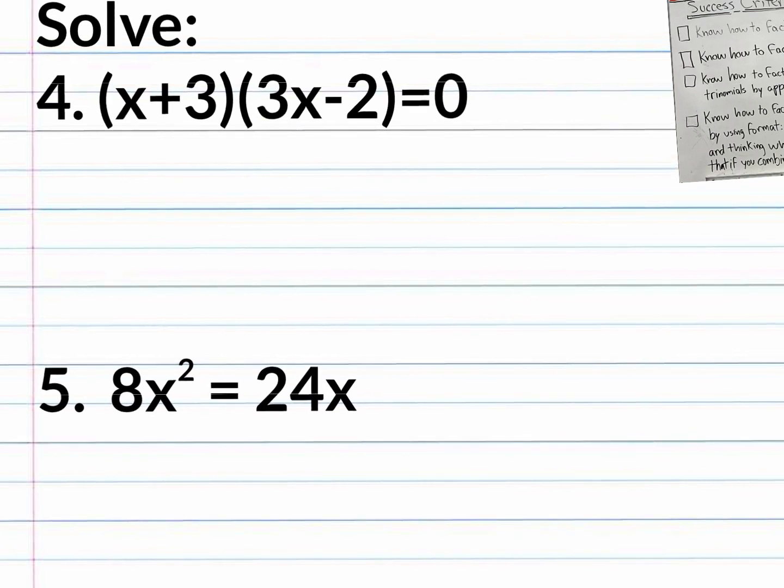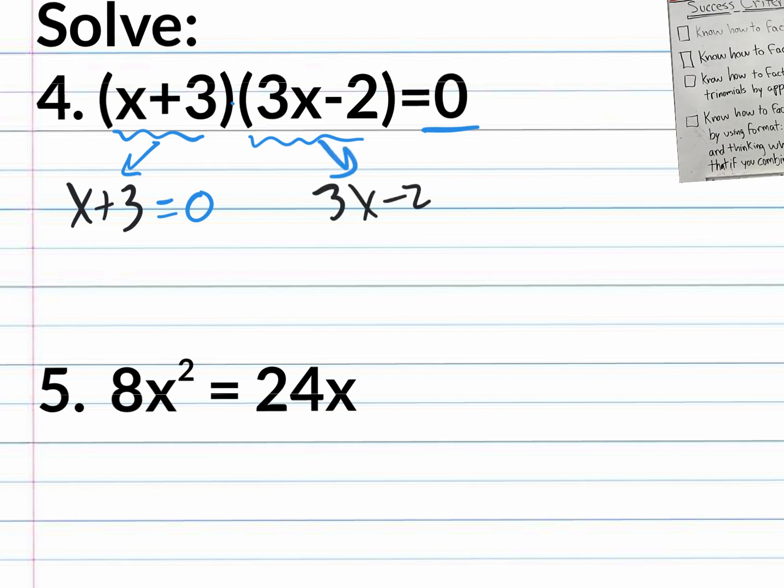Because on number 4, we really do have something times something equals 0. So the first something, the x plus 3, that could be set equal to 0. And the second something, the 3x minus 2, that could also be set equal to 0. So you really have these 2 simple problems that you could solve. This one's super easy.